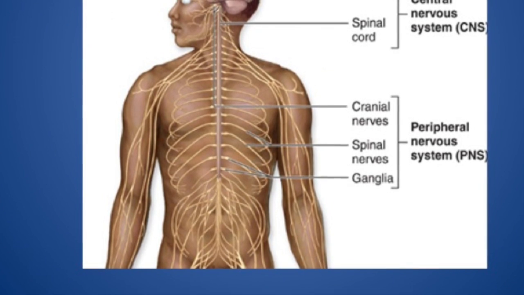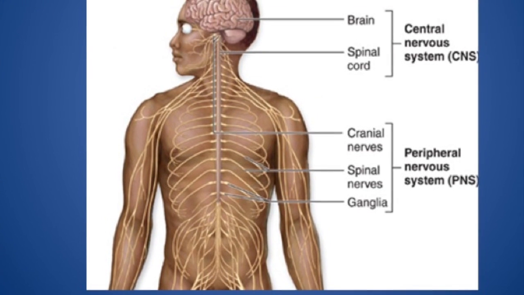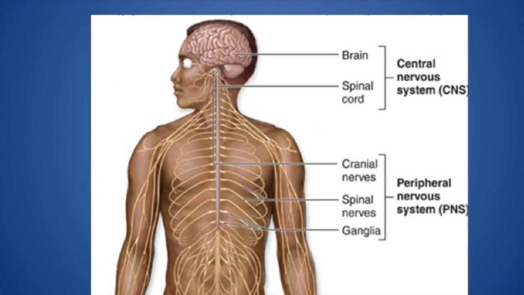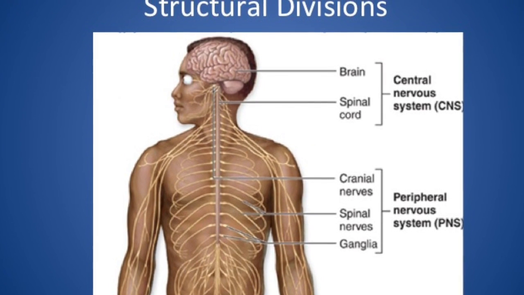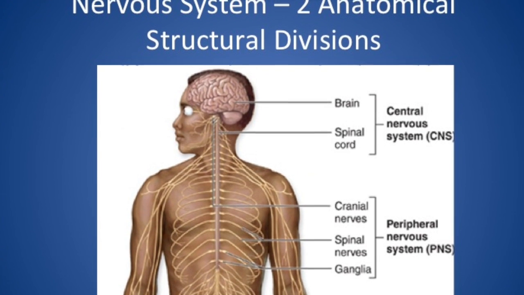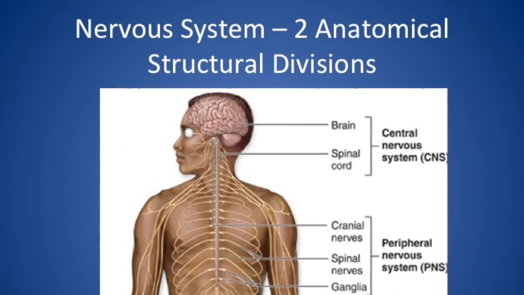Our nervous system is organized into 2 anatomical structural divisions: the central nervous system, CNS for short, which consists of the brain and the spinal cord, and the peripheral nervous system, PNS for short, which consists of 12 pairs of cranial nerves and 31 pairs of spinal nerves, their branches, ganglia, and sensory receptors.